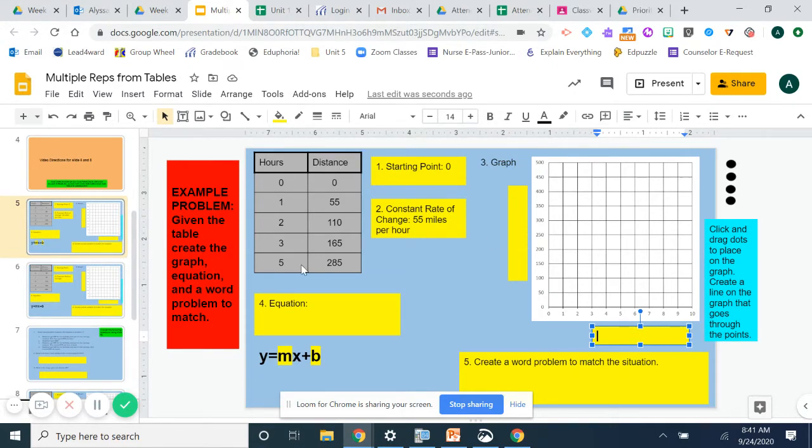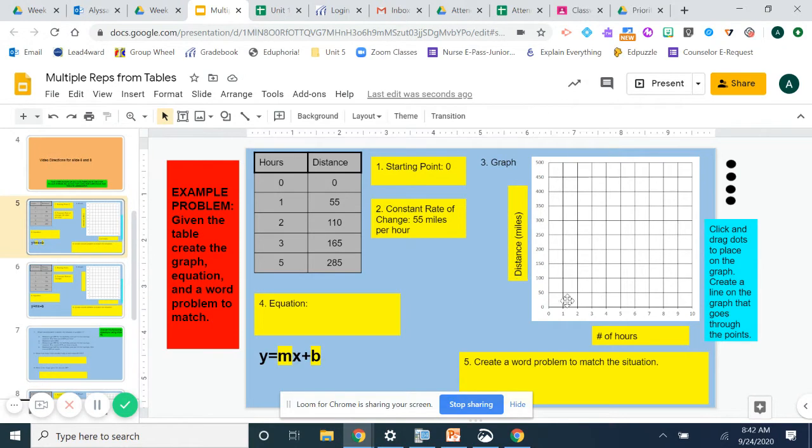So my x values are going to be my number of hours. So I'm going to type number of hours. My y values are going to be my distance. And since I was already talking about miles, I'm just going to say that this is in miles. It could be in feet, it could be in yards, whichever you prefer. All right. So I've labeled my axes, and now I just got to plot a couple of points here.